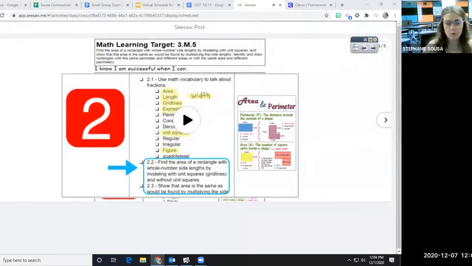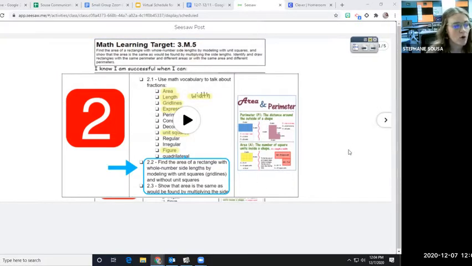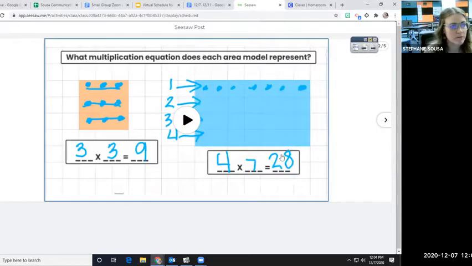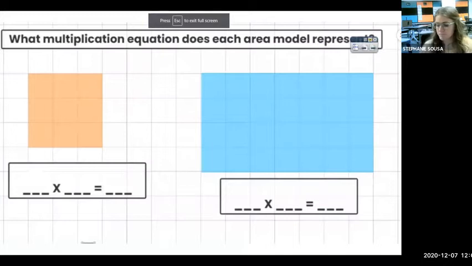Alrighty, and then we are also working on these goals down here: finding the area of a rectangle with whole number side lengths and showing the area would be the same when we multiply as well as when we count the number of unit squares. Here is a review of what you've seen so far with area models and multiplication. Hopefully this page looks familiar to you.